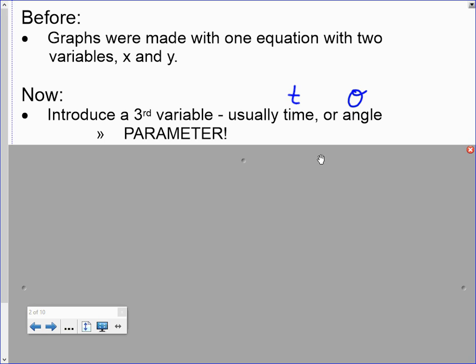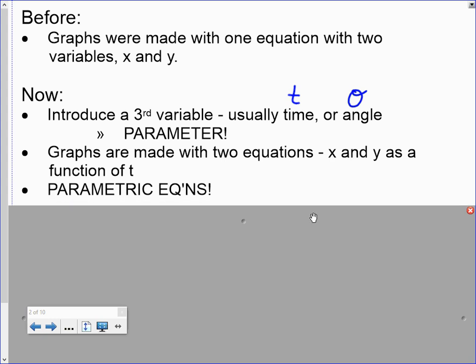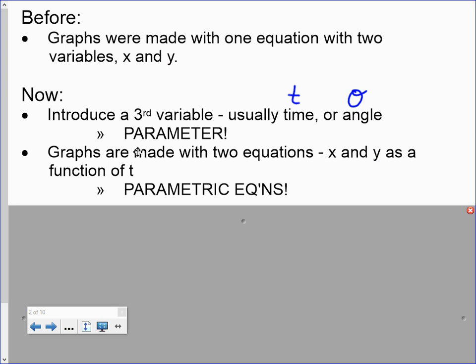And in order to introduce that third variable, that means that we are going to have two equations, one for x and one for y, which is what we would call the parametric equations. Now, you'll have an equation for x in terms of t, or as a function of t, so x depends on what t is. Then you'll have a second equation for y, which also depends on t. So it's a function of t. Both x and y variables will be a function of t.